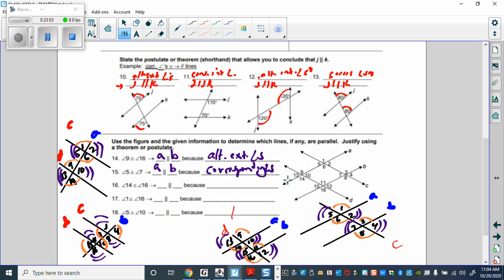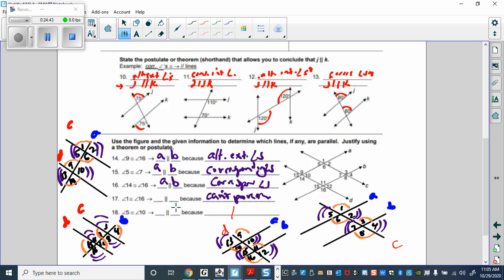Angle 14, 16, we're looking at A, B, and D. So 14, 16 are corresponding angles. So A is parallel to B. Angle 1 and 16, looking at A, B, and D. So that doesn't work out because when I look at the diagram, I can't prove anything. Can't prove this because it's not on this diagram here.